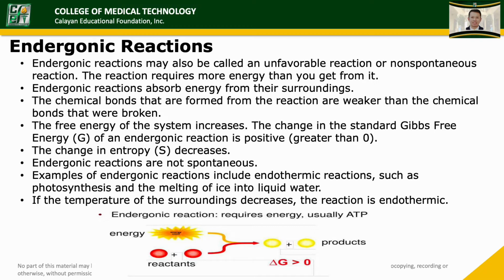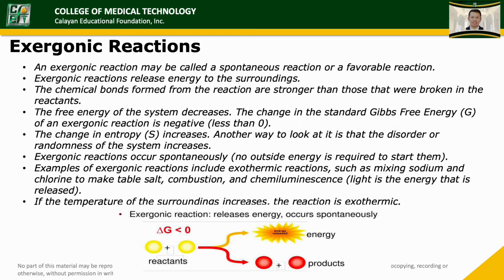So the opposite of endergonic reaction is known as exergonic reaction. So it may be called a spontaneous reaction or a favorable reaction. So exergonic reactions release energy to the surrounding. So meaning to say that it is the opposite of that of the endergonic reaction. So the chemical bonds formed from the reaction are stronger than those that were broken in the reactants. So the free energy of the system decreases.